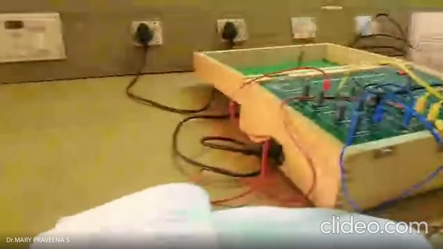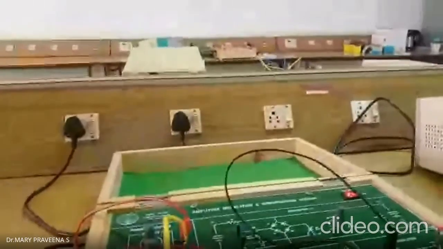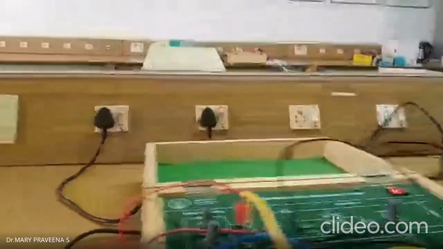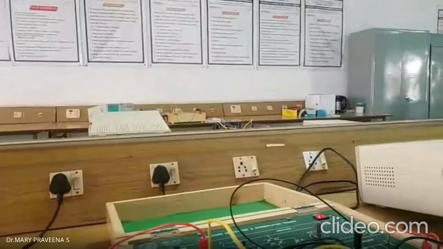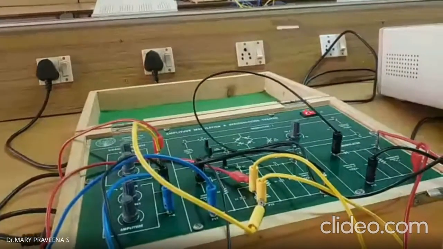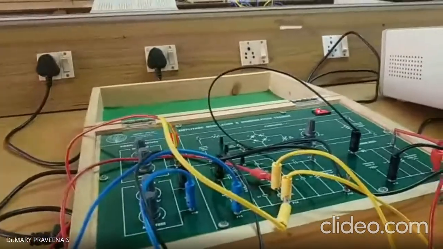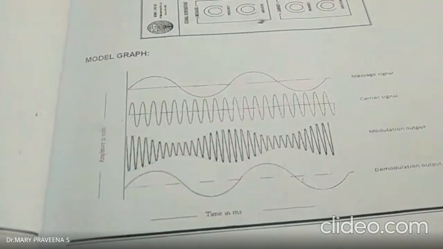Thus, from this experiment, we have analyzed the amplitude modulated signal, and from this we can calculate the modulation index by using the formula (Vmax minus Vmin) divided by (Vmax plus Vmin), multiplied by 100, where Vmax is the maximum peak amplitude and Vmin is the minimum peak amplitude. We can plot the graph for the modulating input and the demodulated output.